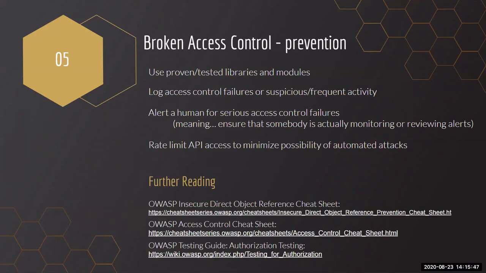For further reading, you can reference the OWASP Insecure Direct Object Reference cheat sheet that I mentioned earlier. There's also an access control cheat sheet and a testing guide for authorization testing. That's really good, and if you want to learn how to do bug bounties and how to break authentication or authorization, look at that testing guide.